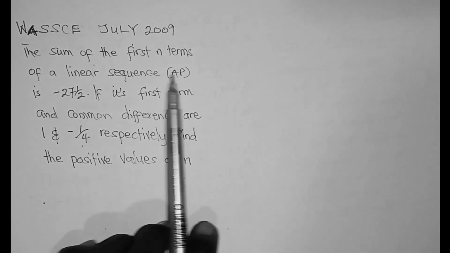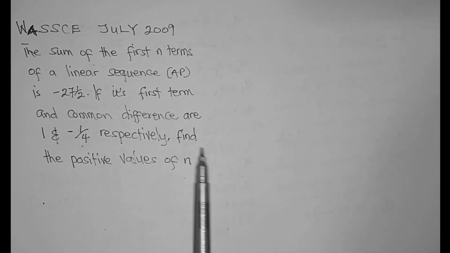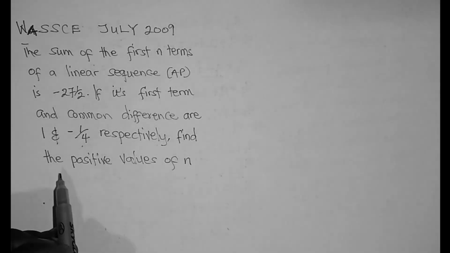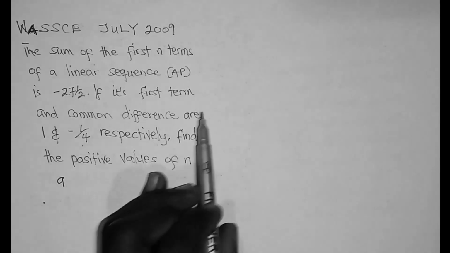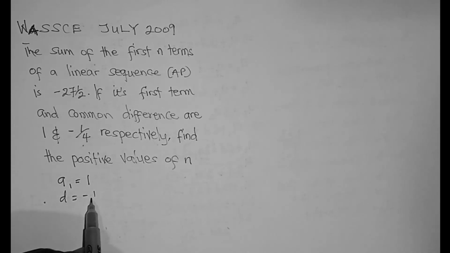The sum of the first n terms of an arithmetic progression is minus 27.5. If its first term and common difference are 1 and minus 1 over 4 respectively, find the positive value of n. So the first term a1 is equal to 1. The common difference d is minus 1 over 4. Then he says that the sum of the first n terms, Sn, is equal to minus 27.5.